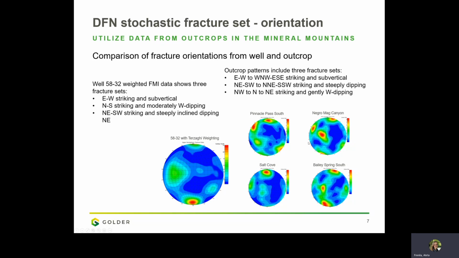And you'll see that these orientations are not exactly the same as what we see in the Forge site, but they're very similar. Where we do see approximately three fracture sets in those. And they're similar enough that we can get some confidence that when we look at the size measurements, the sizes measured from those trace lengths will be applicable in our site as well. But we'll use just the orientation pattern from the FMI log to describe the orientations in the Forge site in our reference DFN model.